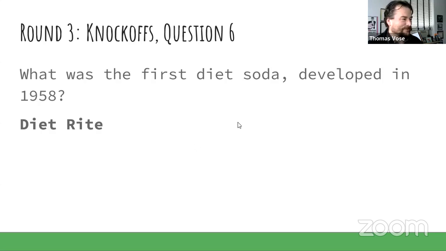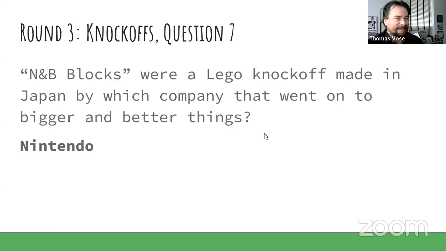I'm sure the lawsuits from the chemicals from that are still working their way through the system. And then Nintendo made N and B blocks before they went on to do video games. They made a lot of things. Look up their love hotels. It's a whole thing.